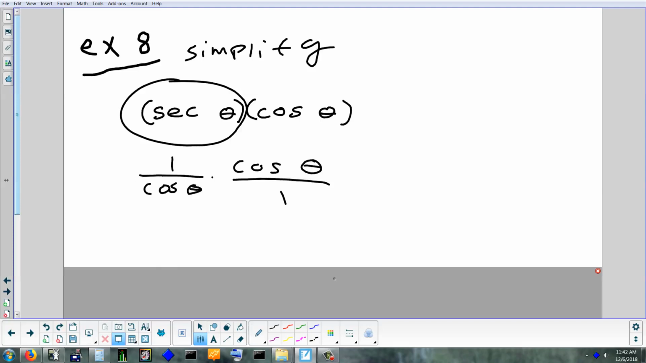Am I multiplying between those two fractions? Yep. Do I have the same thing in the top and the bottom? Yep, then I can cancel it out. And I'm left with 1 over 1, which is just what? 1. So this time when we simplified it, all the trig disappeared and you just get a number. That usually doesn't happen. But it did in this case. Any questions on that one?